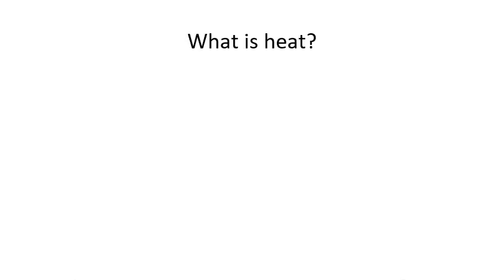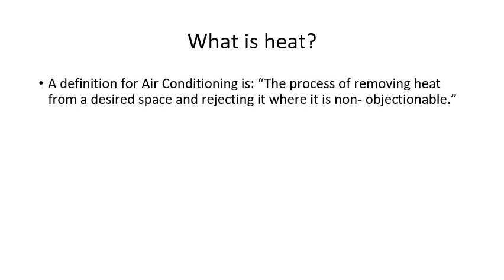So the first thing we need to talk about is, what is heat? Well, the definition for air conditioning is a process of removing heat from a desired space and rejecting it where it is non-objectionable. So let's think about that for a minute. When we're air conditioning a building, we're absorbing the heat from that building through the evaporator and the blower and the duct system. And then we are carrying that heat over to the condensing unit where we are rejecting it. And that's the hot air that you feel coming off a condensing unit in air conditioning mode.